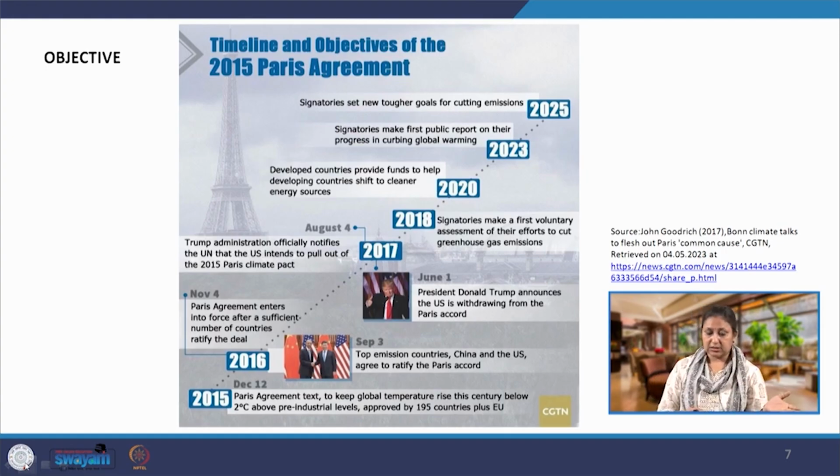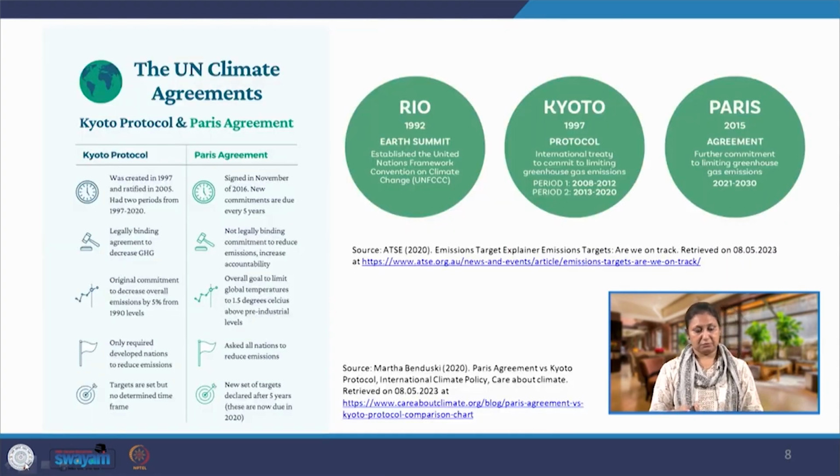And it is in 2025 that all the signatories are supposed to make, so the first assessment will be made for all the signatories on how they have actually performed. So, this will be happening in 2025.